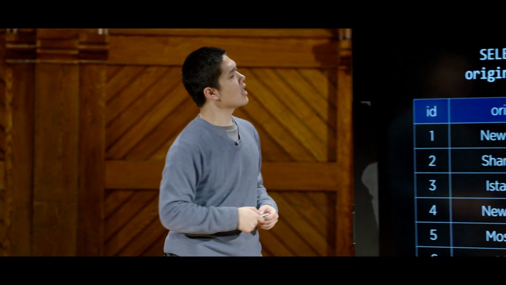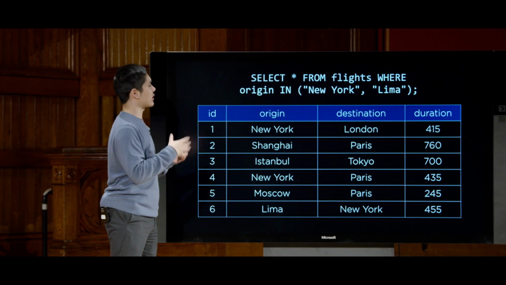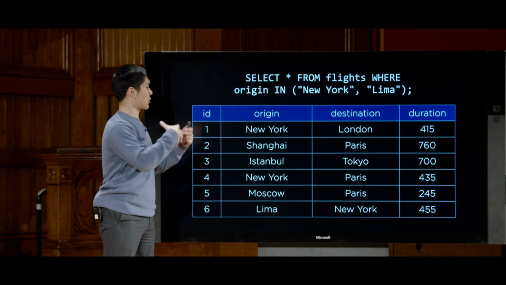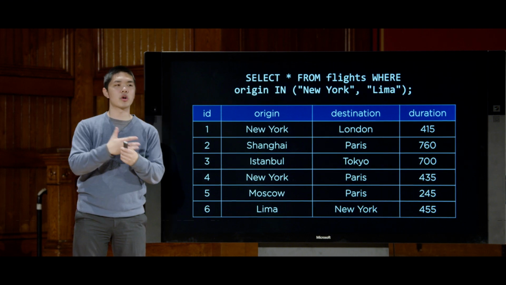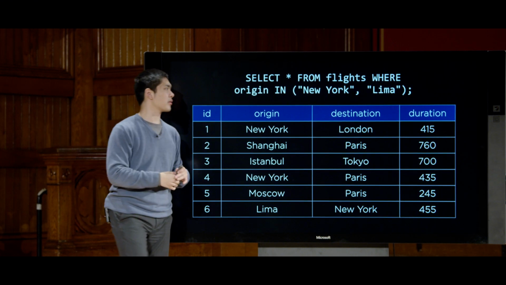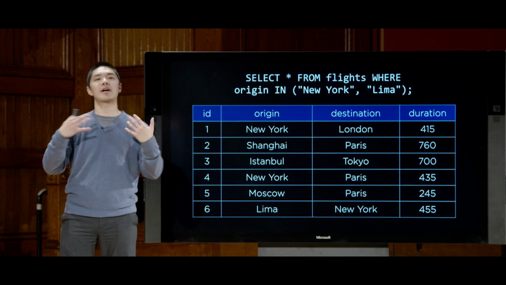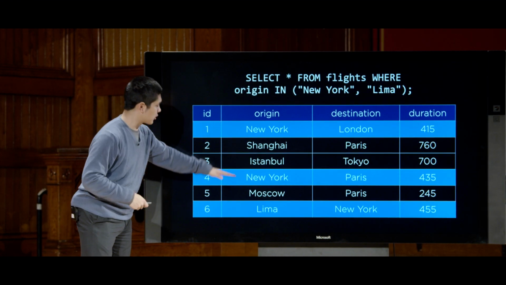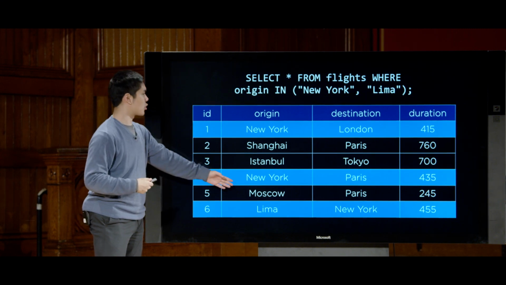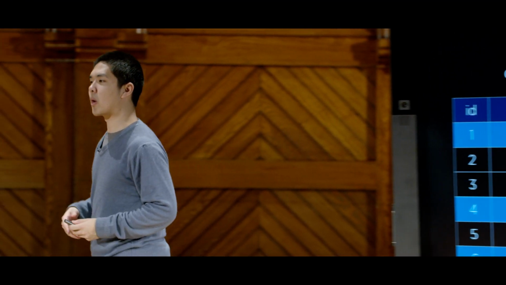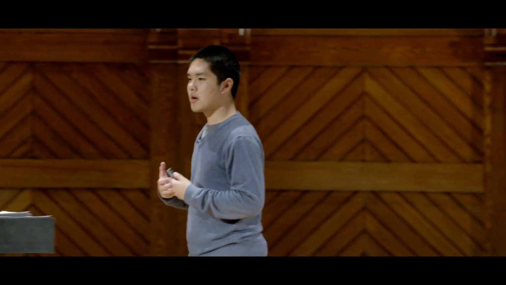So I can say something like SELECT * FROM flights WHERE origin IN, and then in parentheses, 'New York', 'Lima', to say check if the origin is in this sequence of possible values, the sequence of New York and Lima. As long as it is one of those two, then I want the results to come back. And so then you'll get back rows that have an origin of New York, rows that have an origin of Lima as well.